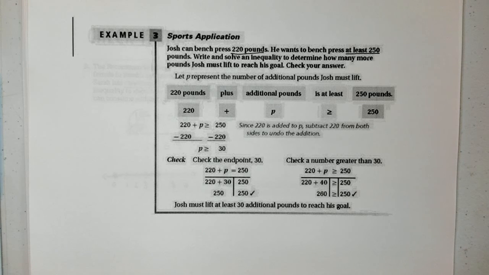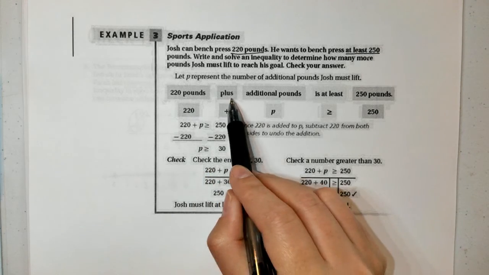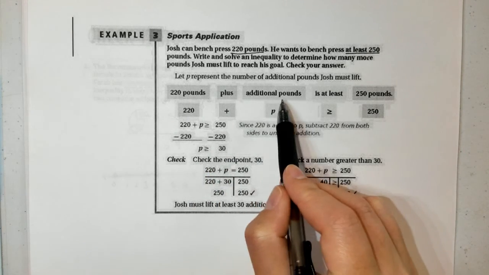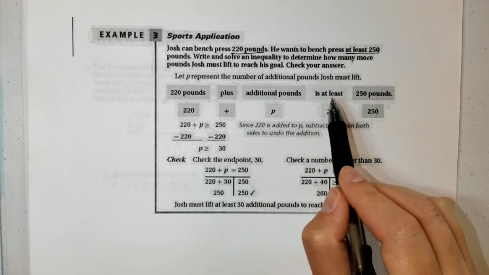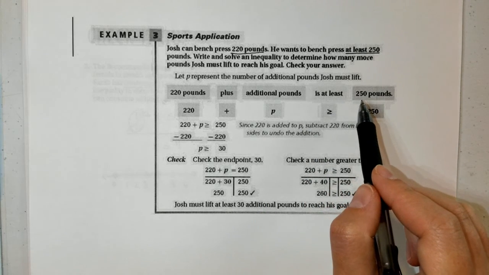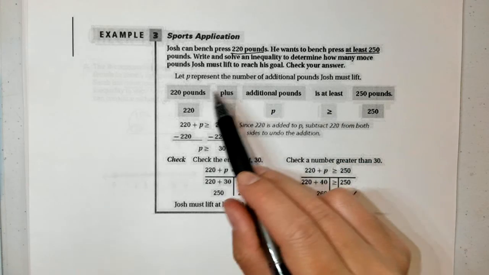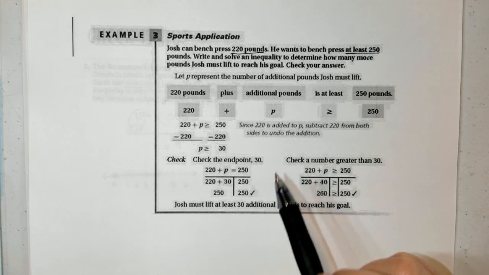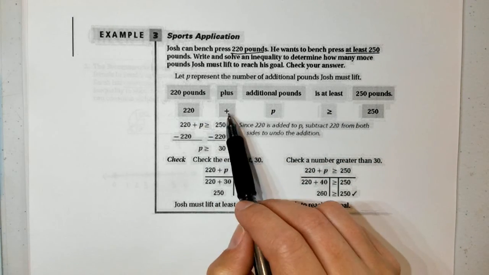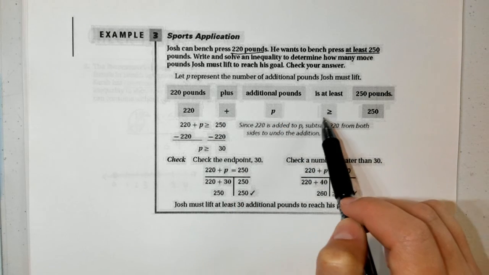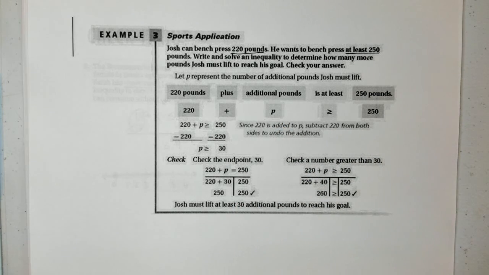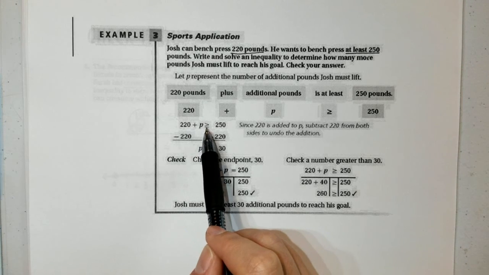He wants to press at least 250 pounds. We want to figure out how many more pounds he must lift to reach his goal. So 220 pounds plus the extra is at least 250. The smallest he wants to be at is 250, so he wants this to be greater than or equal to 250. So 220 plus P for the additional pounds is greater than or equal to 250.